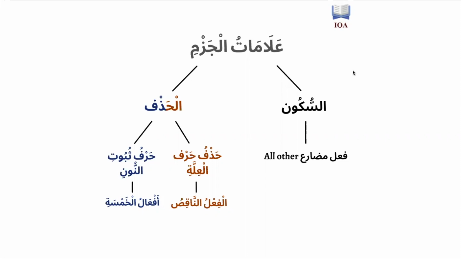Alhamdulillah, in this video, we're going to finish on the topic of the fi'l al-naqis. But before we talk about the fi'l al-naqis specifically, we need to understand something, which is alamat al-jazm, the signs of al-jazm. Now, al-jazmu is one of the four types of i'rab.